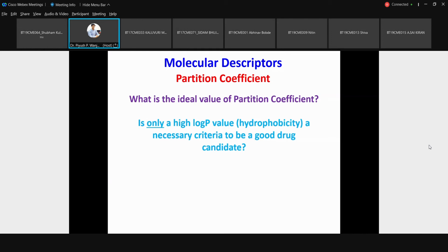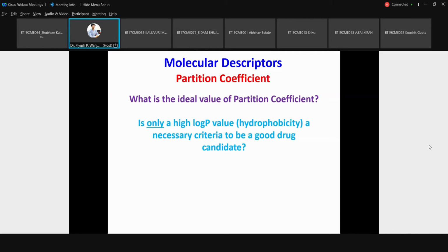So if hydrophobicity is there, more log P will be there. If log P is close to 0, it means it is equally partitioned in both phases. If it is less than 0, it means it is more hydrophilic. Last time I asked whether only a high log P value should be your necessary criterion for a good drug candidate.